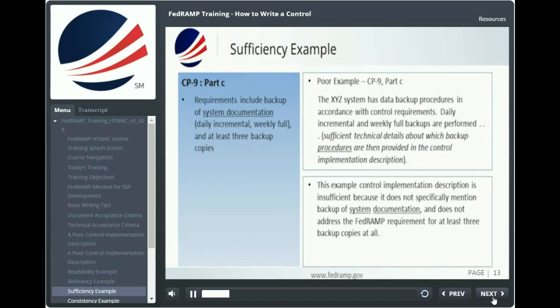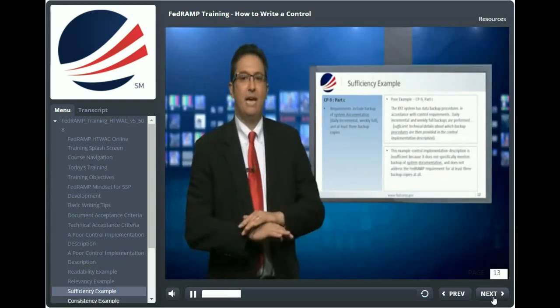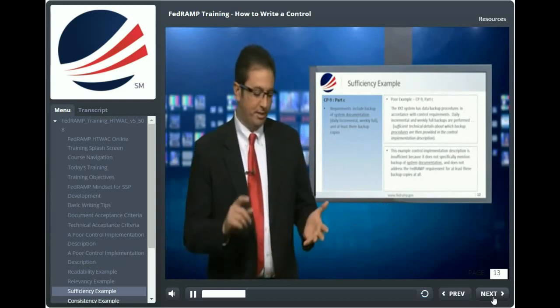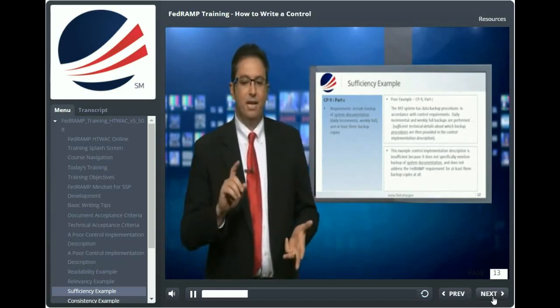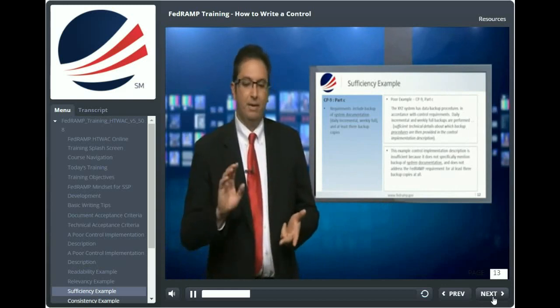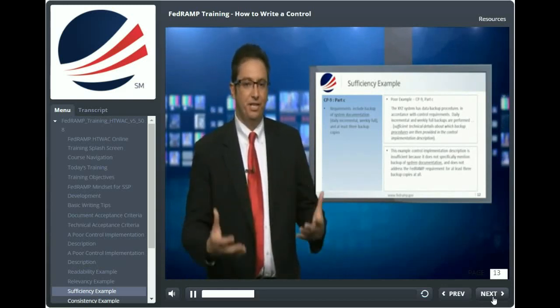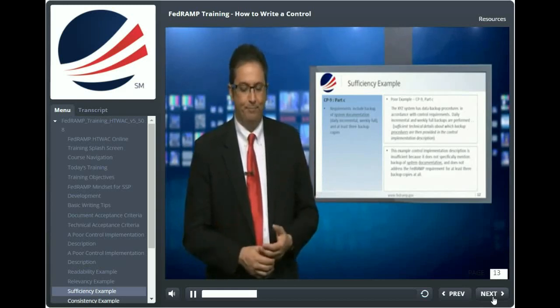The XYZ system has a data backup procedure in accordance with control requirements. Daily incremental and weekly full backups are performed. This tells me absolutely nothing about the backups that are performed. It doesn't tell me who does them, doesn't tell me when they're done, doesn't tell me how they're done. And saying daily and weekly are okay, but you need to be a little bit more specific than that.